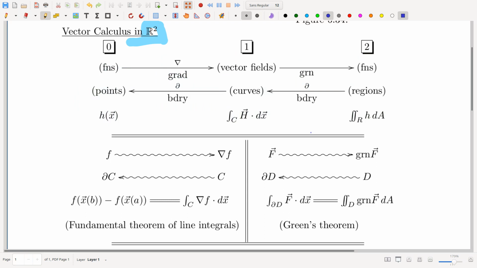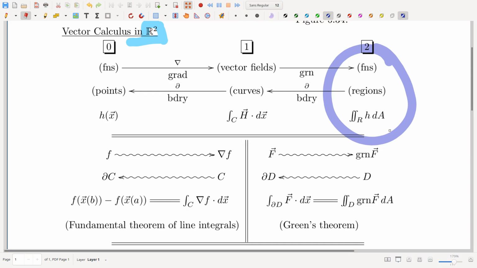Okay. So with all of that noted, and with the understanding that what we're going to do with points is plug them into functions, what am I going to do with a vector field and a curve? I'm going to compute vector line integrals. And what am I going to do with a function on a 2-dimensional region? Well, I'm going to compute double integrals.